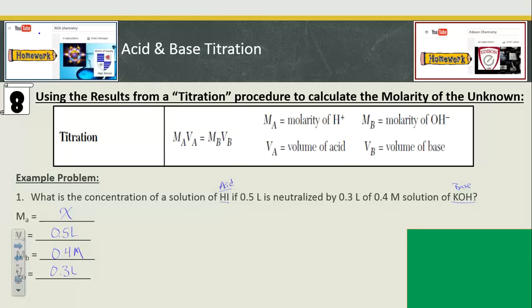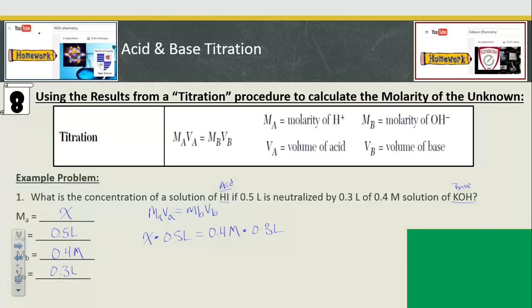So we start with our equation, MaVa. So the molarity of the acid times the volume of the acid is equal to the molarity of the base times the volume of the base. Okay, so we just plug in our numbers as we go. Ma in this case is X, unknown, we're solving for it. Volume of acid is 0.5 liters. The molarity of the base is 0.4, capital M per molar. And then the volume of the base is 0.3 liters.